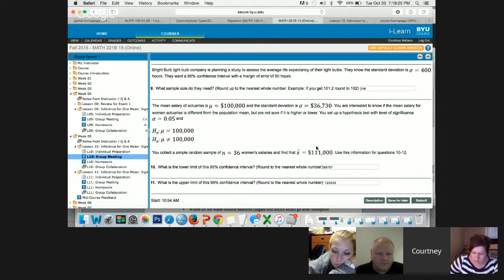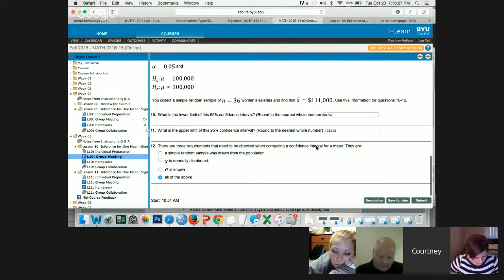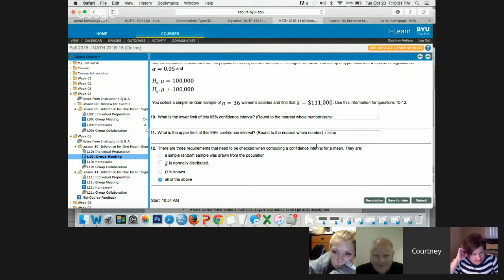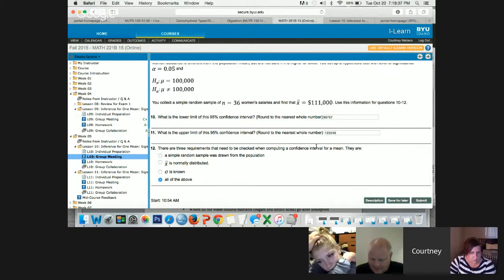So with the confidence level, that's 1.96 on the Z, and that's 0.05 on the. So no, you don't use 0.05 at all. Right. It's 111,000. I did that the first time I computed it, and it was wrong. I was like, this doesn't make sense. Minus 1.96 times the standard deviation of 36,730 divided by the square root of 36.